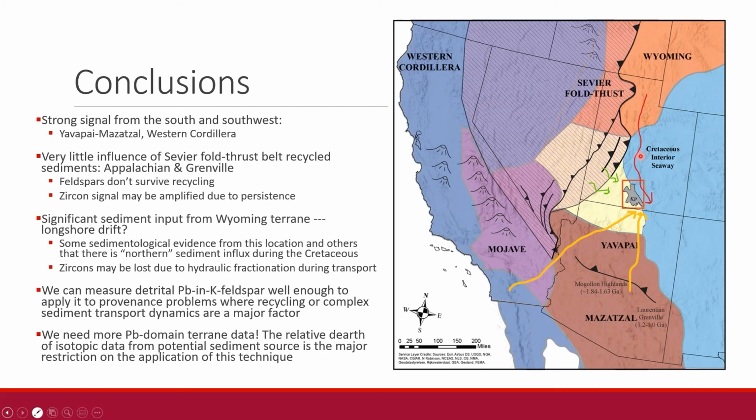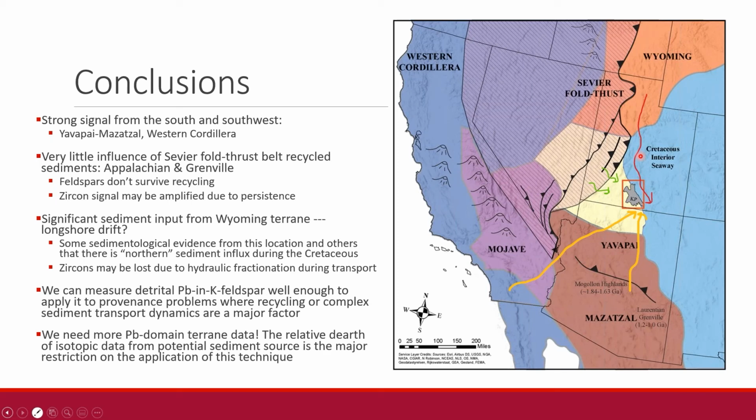There's some evidence that because zircons are heavy, they actually are not transported in the same way that lighter grains like feldspars might. And the other conclusions here are that we can measure detrital feldspar lead well enough to apply it to these provenance problems, particularly where recycling or complex sediment transport dynamics are a major factor. It's really important to use more than one mineral phase because all of these effects that we've talked about can affect your provenance signal.